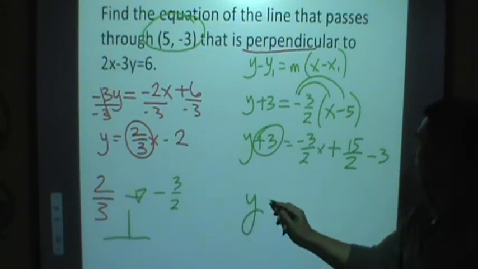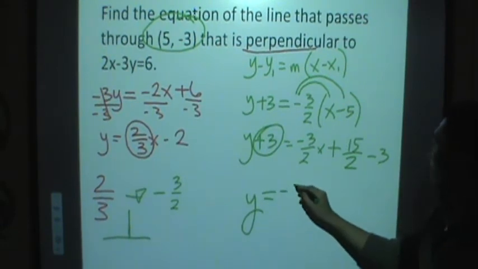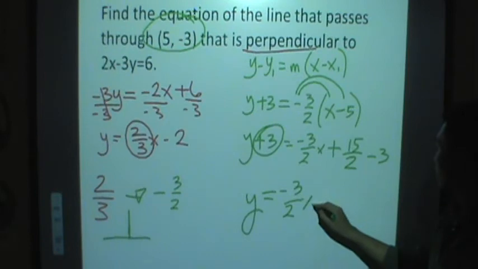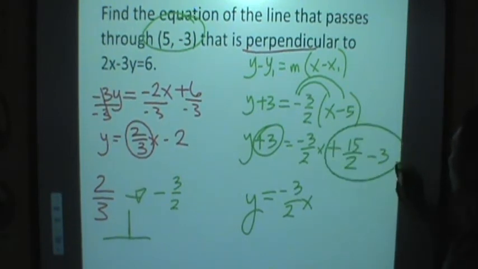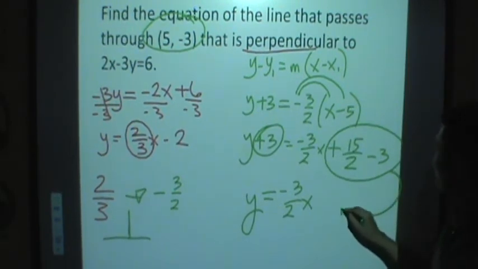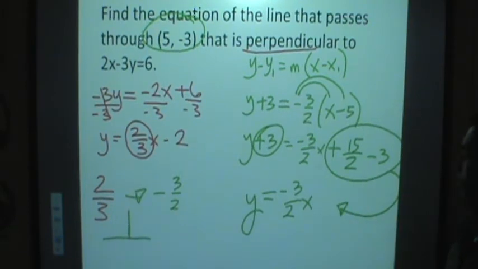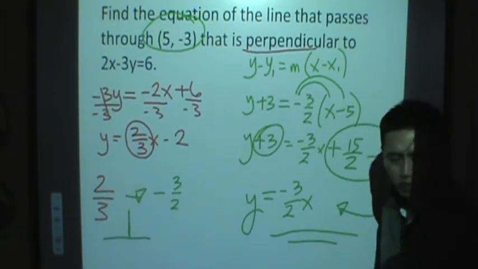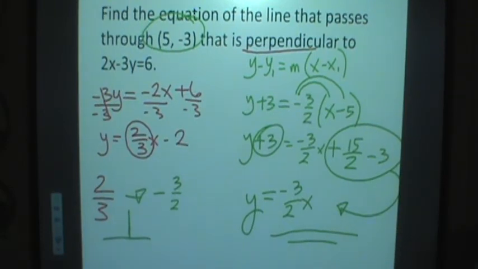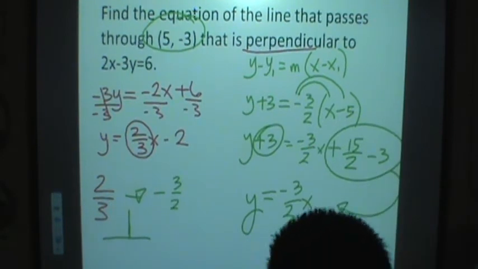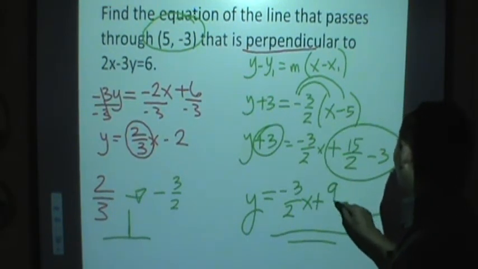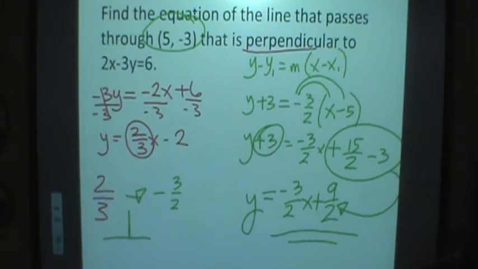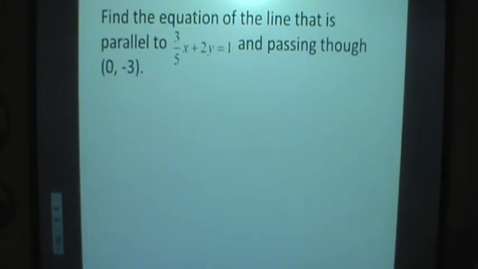And now you have y is equal to -3/2x. And then use our calculator. Whatever you get in here, put it next to -3/2x. And that's it. That's how you solve the equation of the line. Let me try that. 15 divided by 2 minus 3. Then math, enter, enter. Then you get 9. It's positive, so just put 9/2. That's the final answer.